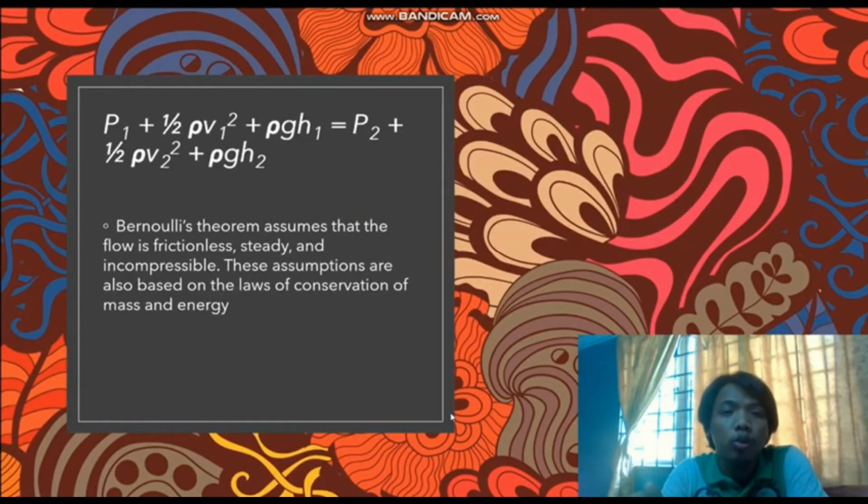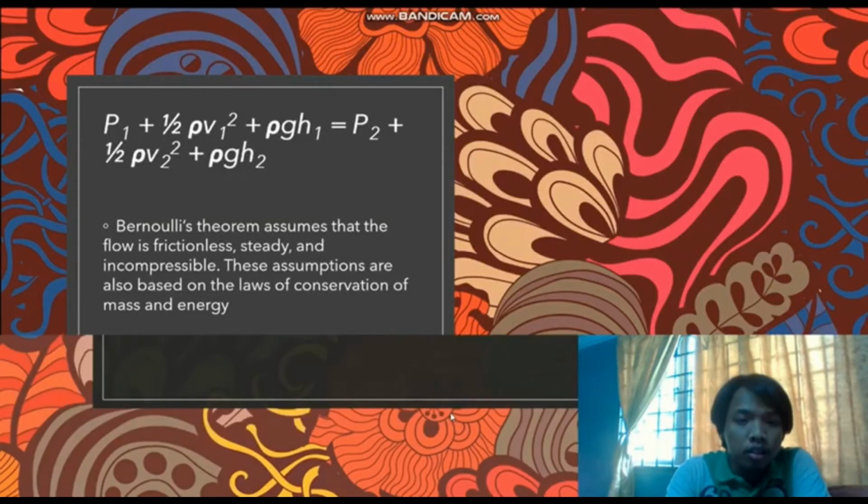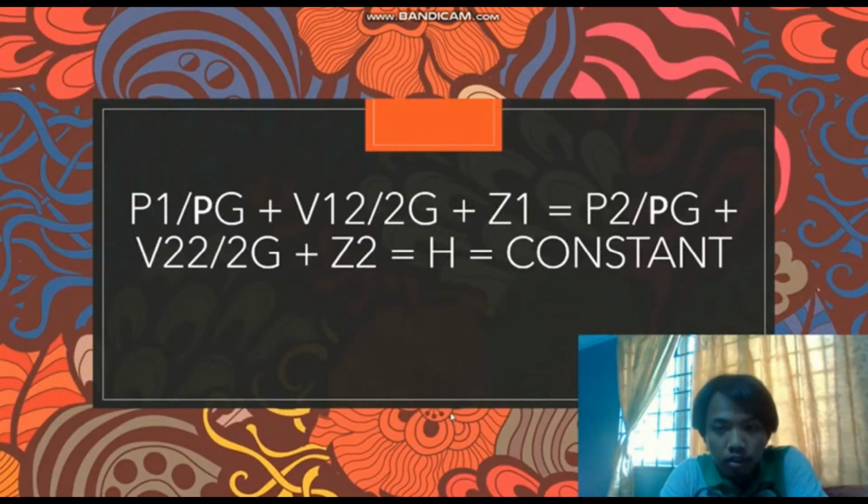same like Q1 equals Q2. So as we see in this equation, P1 plus 1/2 rho V1 squared plus rho g h1 equals P2 plus 1/2 rho V2 squared plus rho g h2. As you can see, the right hand side and the left hand side are the same. According to this principle, the total head is a constant as shown in this equation.